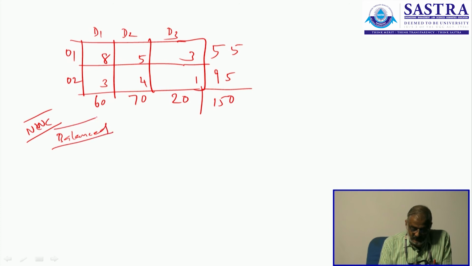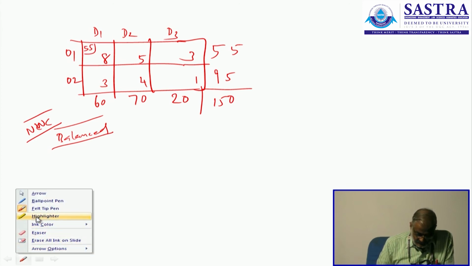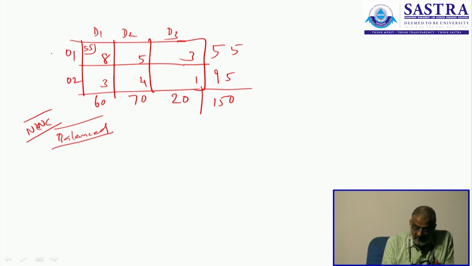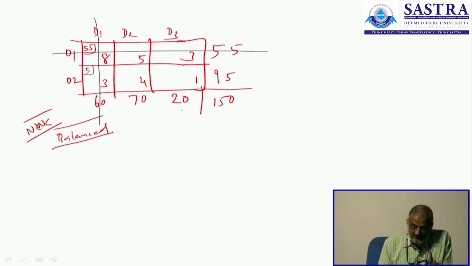Now we go for NWC. Northwest corner is this, where the demand is 60, supply is 55, so all the 55 can be supplied. Supply is over. Now next northwest corner is this, where the demand is only 5 units. You can supply 5 units here, and again all the 60 are over, so I cross out this. Next northwest corner is this, where the demand is 70 units but the supply is 90 units, so I can supply the entire demand there, so this is over. Now here the demand is 20, supply is also 20, 95 minus 75 is 20, so 20.